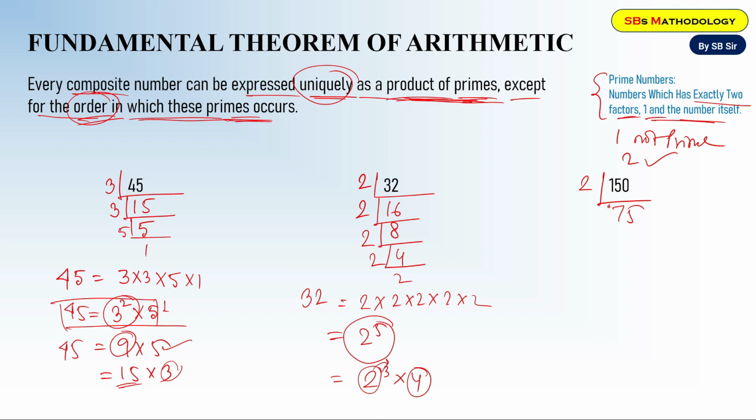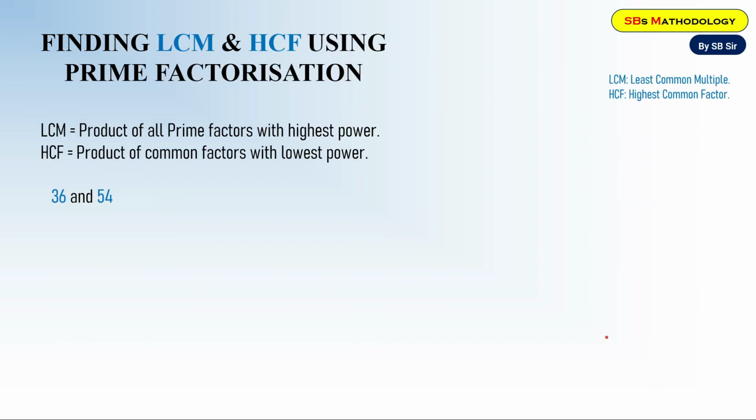2 75s are 150, then 3 25s are 75, and 5 5s are 25. So 150 can be represented as 2 into 3 into 5 square. There is 5 twice, this is why 5 squared. So this is the unique representation of 150, in which we can represent it as the product of primes, where 5 is the prime which occurs 2 times. This is allowed in the fundamental theorem of arithmetic, as it allows any order of the primes. I think you understand the fundamental theorem of arithmetic, right?